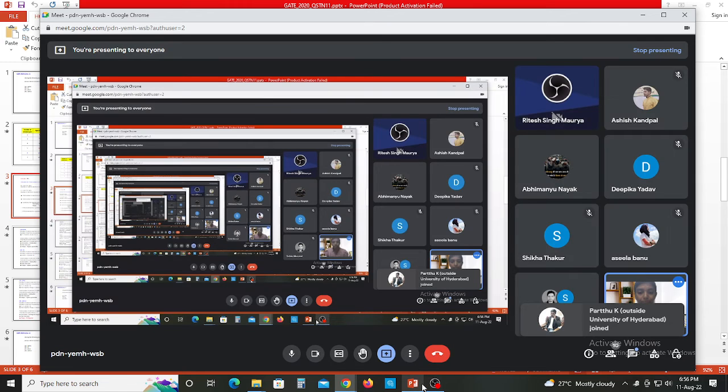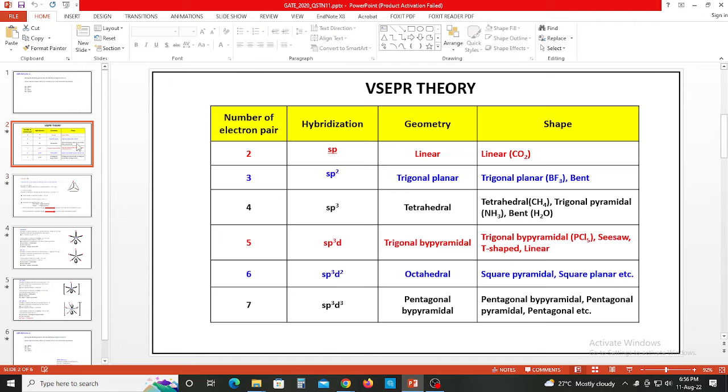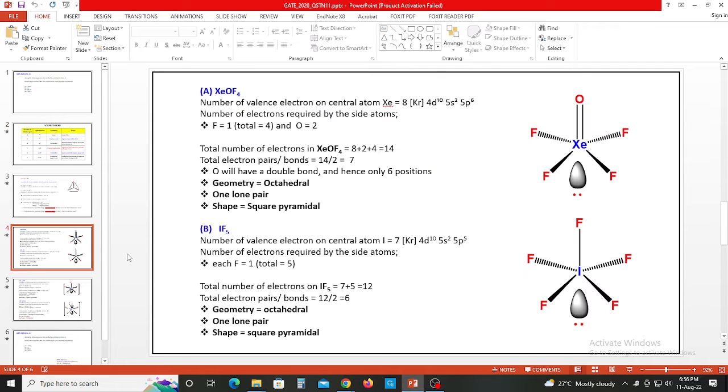So if you know this table, you can solve all the problems and it will generally come for 2 marks. It will be very easy marks to obtain. So now let us go into our question. Now we know how to calculate the number of electron pairs, we can go into our question.